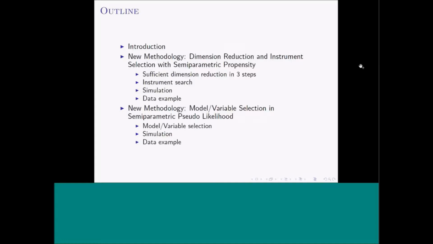So here is a quick outline. After some introduction, I will concentrate on two major pieces of recent work. I will talk about dimension reduction and instrument selection, and the first case is the semi-parametric propensity case. And then after that, I will also talk about model variable selection in the semi-parametric pseudo-likelihood approach.